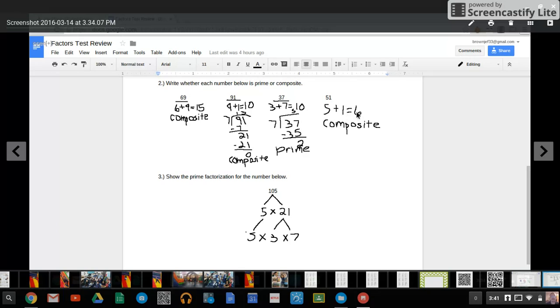With 51, I checked 2. Did not work. But when I added 5 plus 1, I got 6. That tells me 3 is a factor, so that's got to be a composite number.